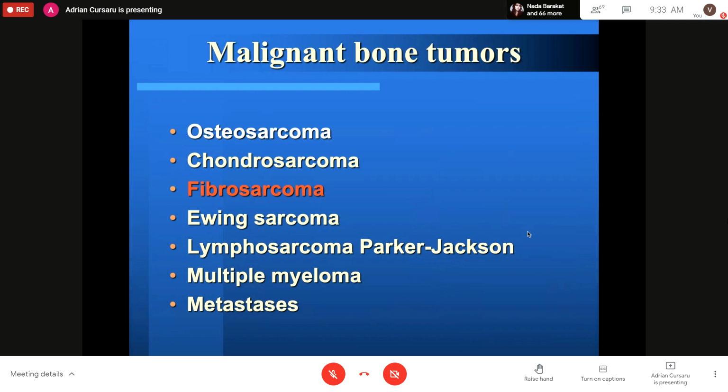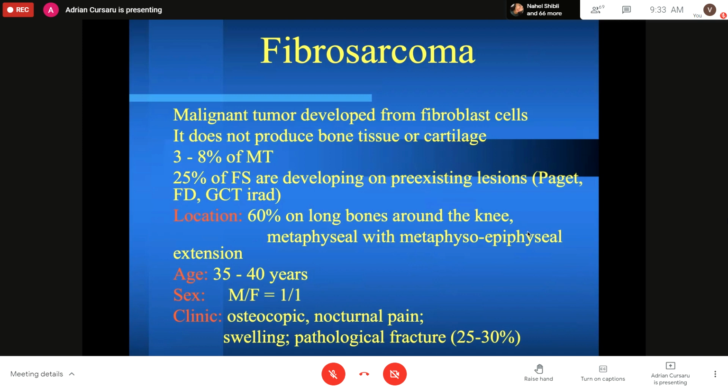Another type of tumor is the fibrosarcoma. That's a malignant tumor developed from the fibroblast cells. That means on the biopsy, on the histopathological examination, you will find fibroblast cells, and it will lead to the diagnosis of fibrosarcoma. Where is the localization? In half of cases on long bones around the knee, metaphyseal with metaepiphyseal extension. It is in young patients and it is equal male to female.